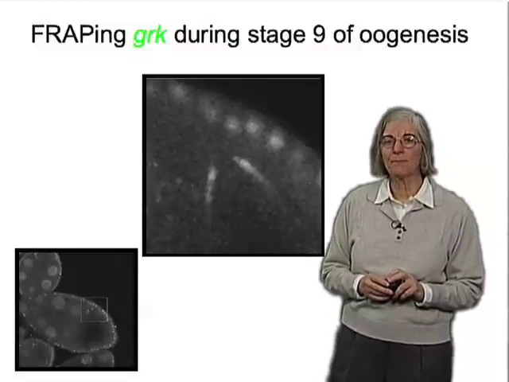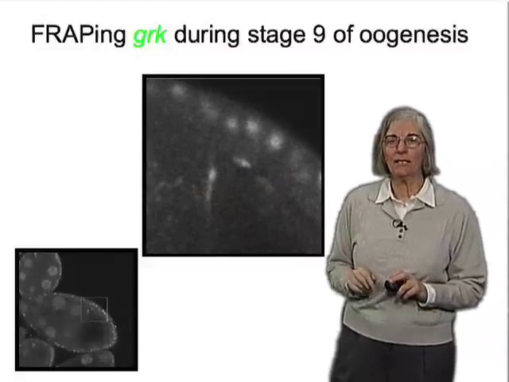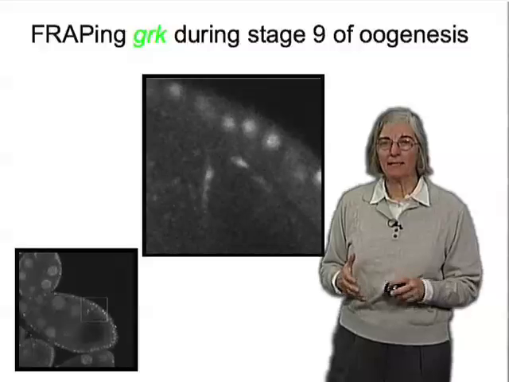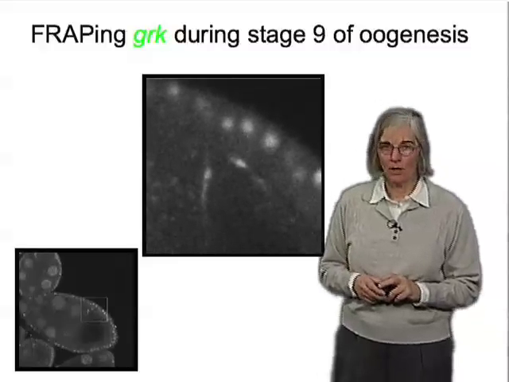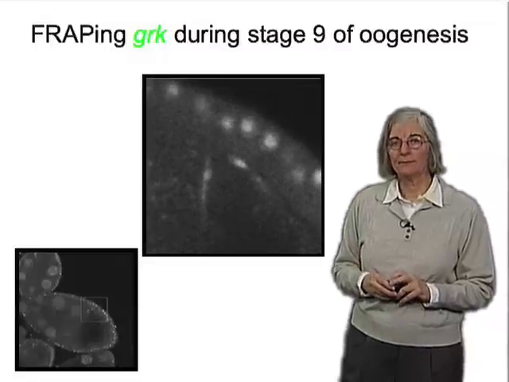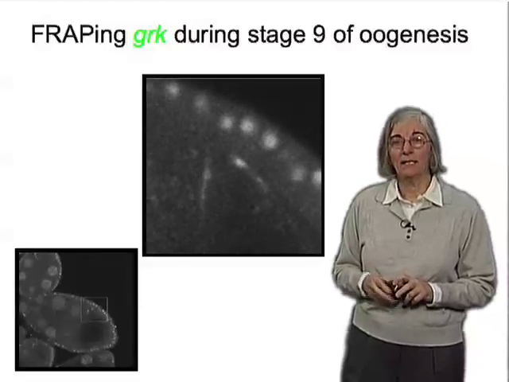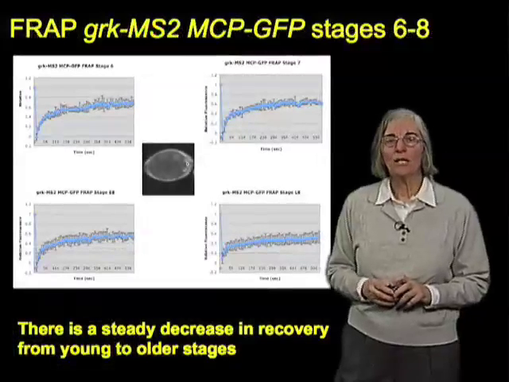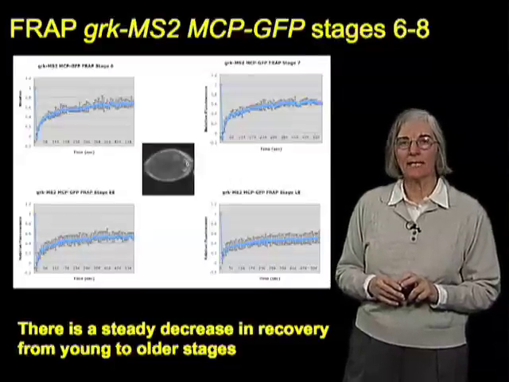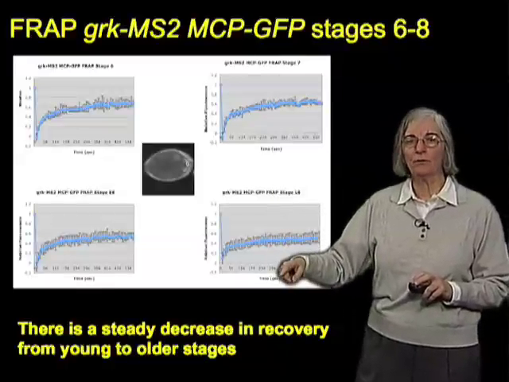We will now compare this to the second movie, which was taken at a later stage, stage 9 of oogenesis. And if we run the movie now, you'll see again the dark spot appearing here, but this time it's not being filled in very rapidly. It remains there during the duration of the time that we took this movie, about half an hour, and was not filled in, telling us therefore that at this stage the molecules are much less dynamic than in the early stage.